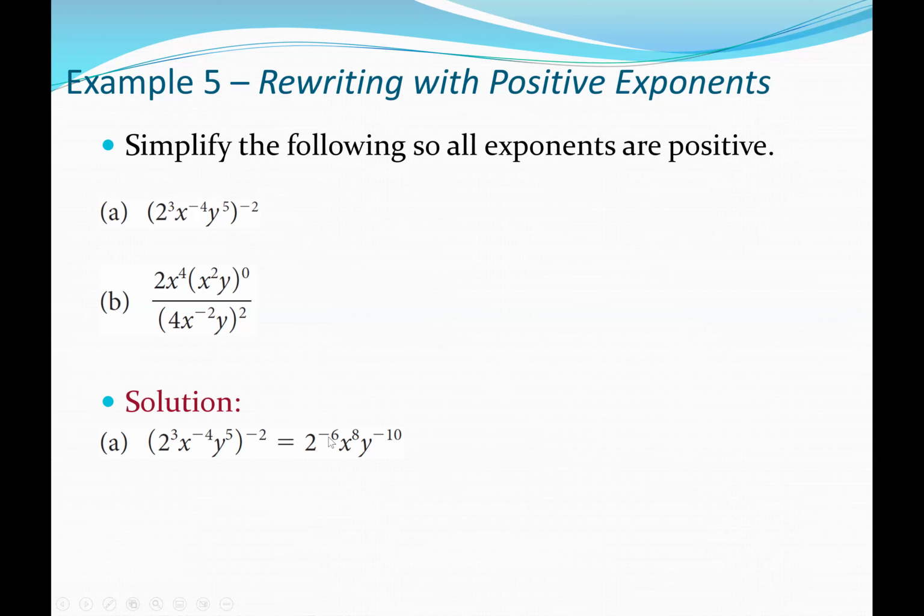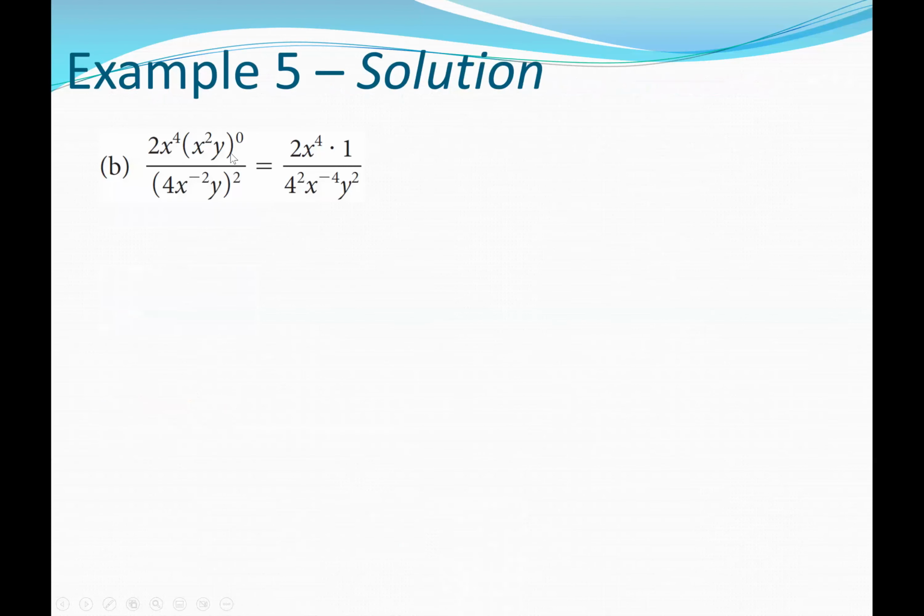Then, if we need to change the exponent to positive, we can find the reciprocal. So 2 to the power negative 6 will give me 1 over 2 to the power 6, times x to the power 8, which is already positive. y to the power negative 10 will be 1 over y to the power 10. And here, that will be our final answer. 2 to the power 6 is 64, times y to the power 10 in the denominator. And in the numerator, we have only x to the power 8 times 1 times 1, so x to the power 8. Now, let's do the second question.